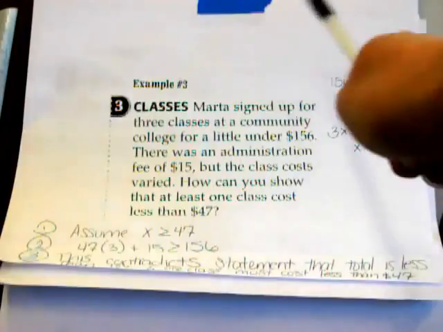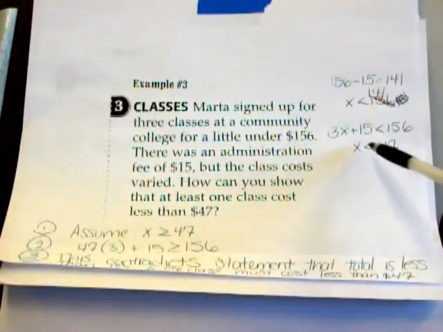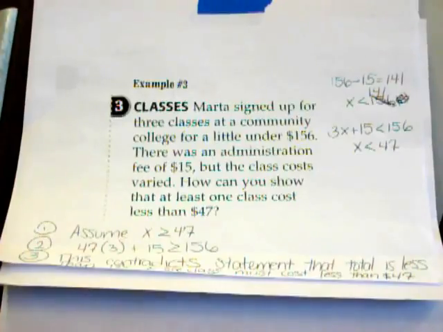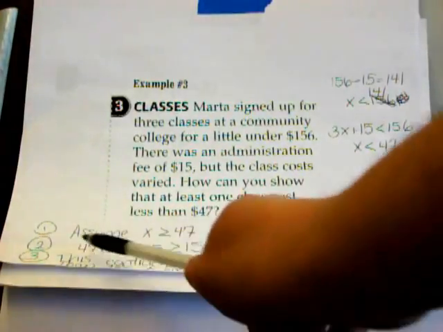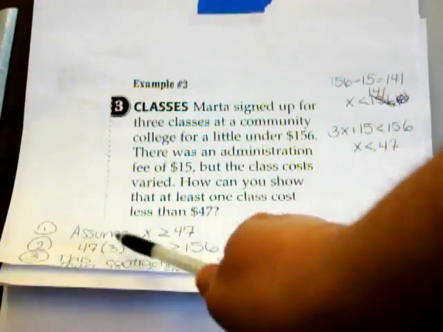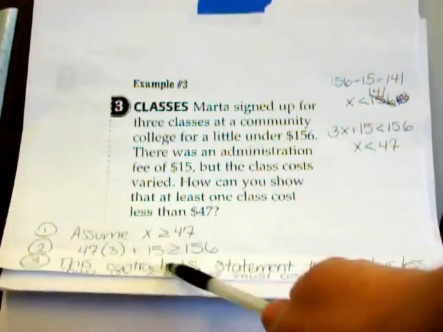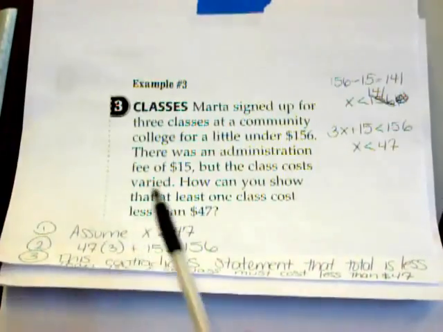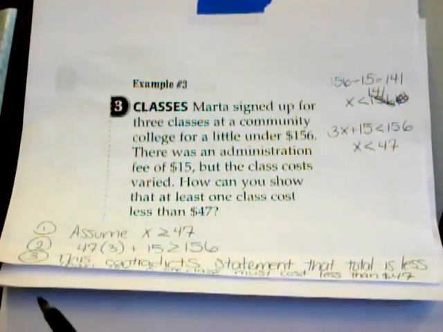So I'm going to assume the opposite. So instead of less than 47, it's going to be greater than or equal to 47. Okay. Part 2. If I plug in 47 for x, so you're tripling your 47, adding 15, that means that the left-hand side and the right-hand side are equal to each other.